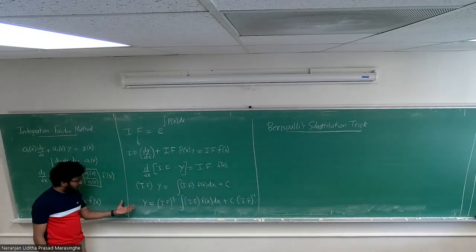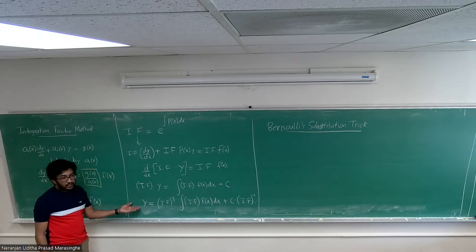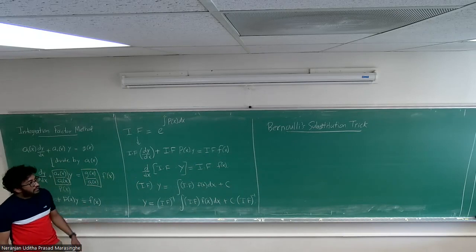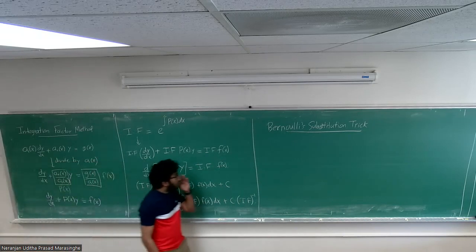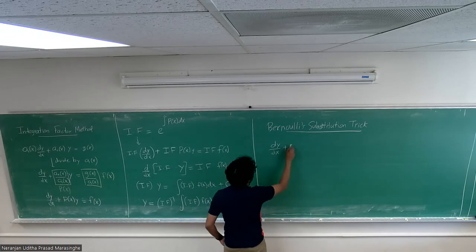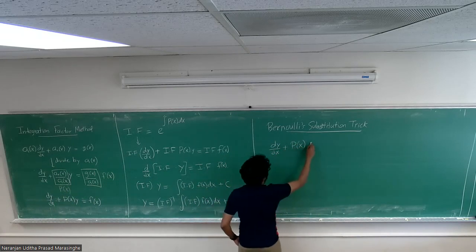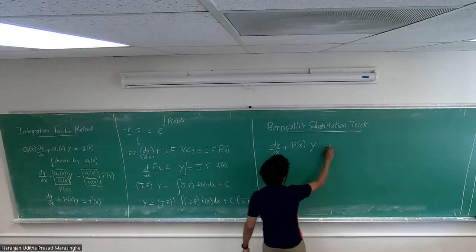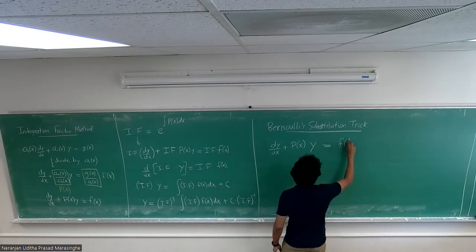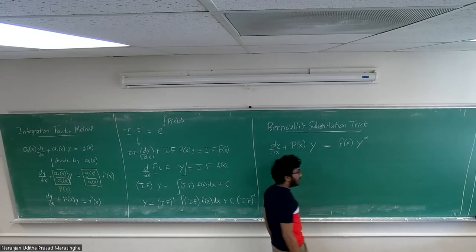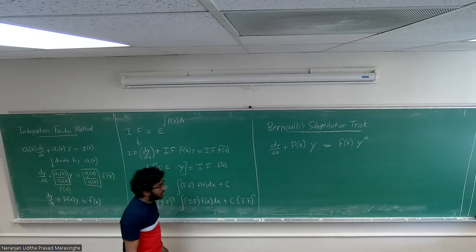So now we know that we can solve a first order linear differential equation, right? We can use the integration factor method to solve a first order linear differential equation. But what would happen if you have something like this? Suppose you have dy over dx plus p(x) times y. This term is also here, still it's linear, right? But now instead of having f(x), I have f(x) times y to the power alpha. Okay? Alpha can be any real number, right?